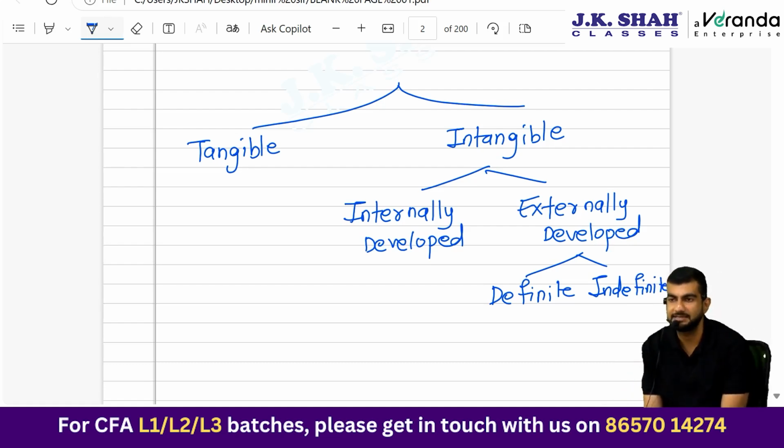Internally developed, example of internally generated goodwill. If you look at the standalone balance sheet of a particular company, you will never see a single rupee of goodwill there because the value cannot be estimated with certainty. Okay, fine. Now externally developed intangible assets. Let's take first an example of definite lives assets: patents, copyrights, trademarks. You purchase it, right? You pay for it. So those are this category.